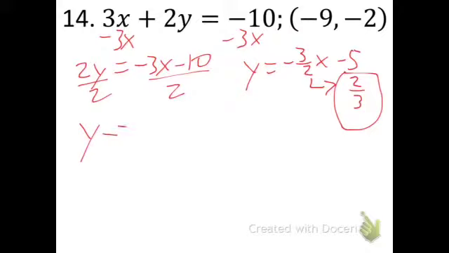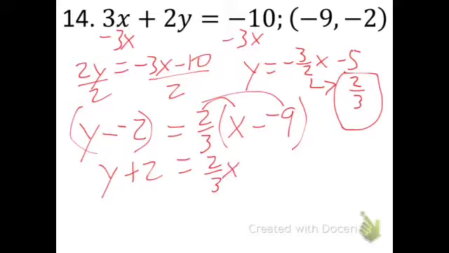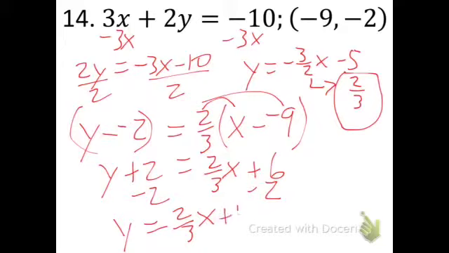Need to do y minus that negative 2 equals 2/3 times x minus that negative 9 for my x coordinate there. And I'm going to distribute through. On the left side we're looking at y plus 2. 2/3 times x is 2/3 x. 2/3 times a positive 9 is going to be positive 6. And we're going to subtract 2 from both sides. We're looking now at y equals 2/3 x plus 4.